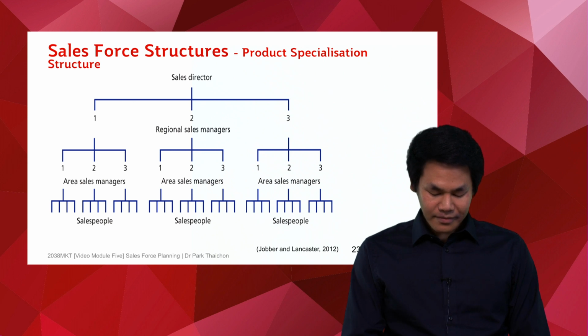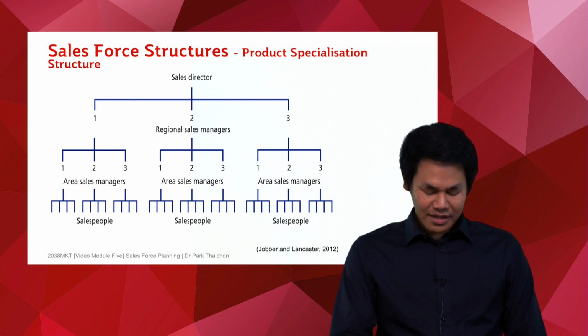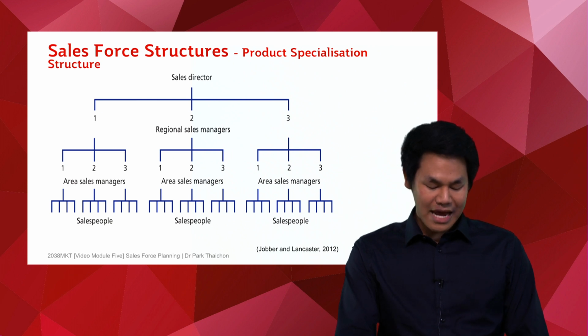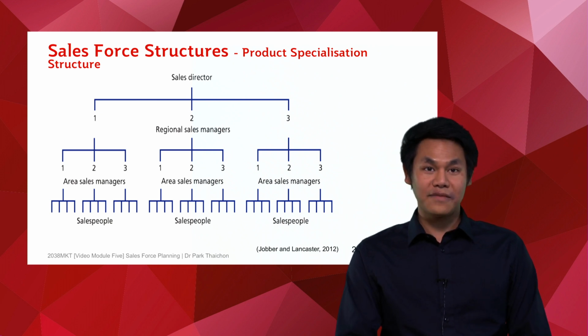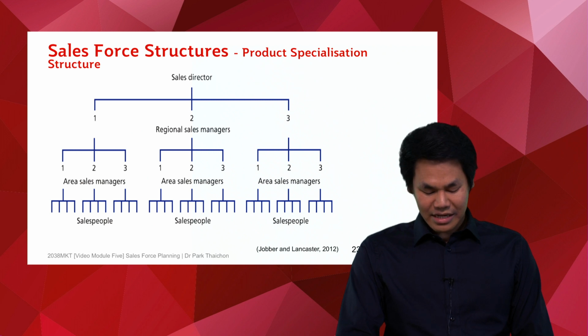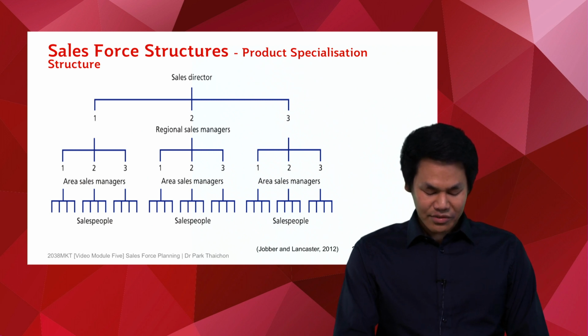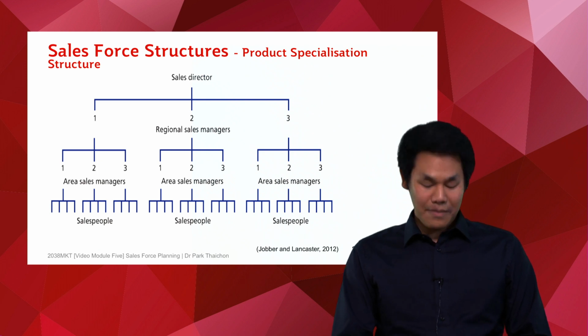Now, in terms of the sales structure from the company perspective, we're looking at the sales director at the top of the scale. Next one, we're looking at the regional sales manager, and then area sales manager, which leads down to sales manager. So it's just step by step down.